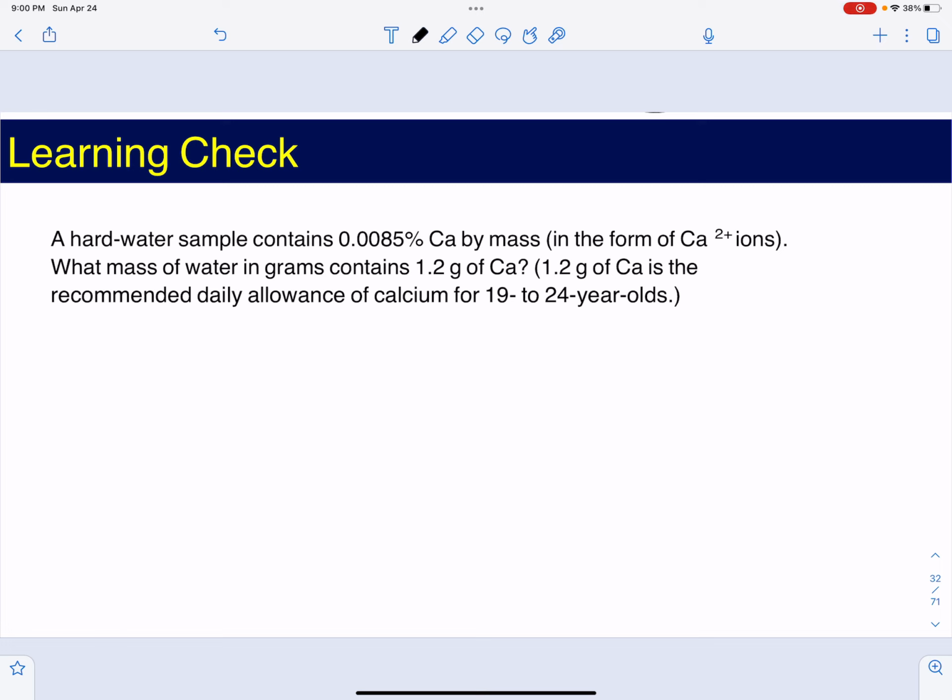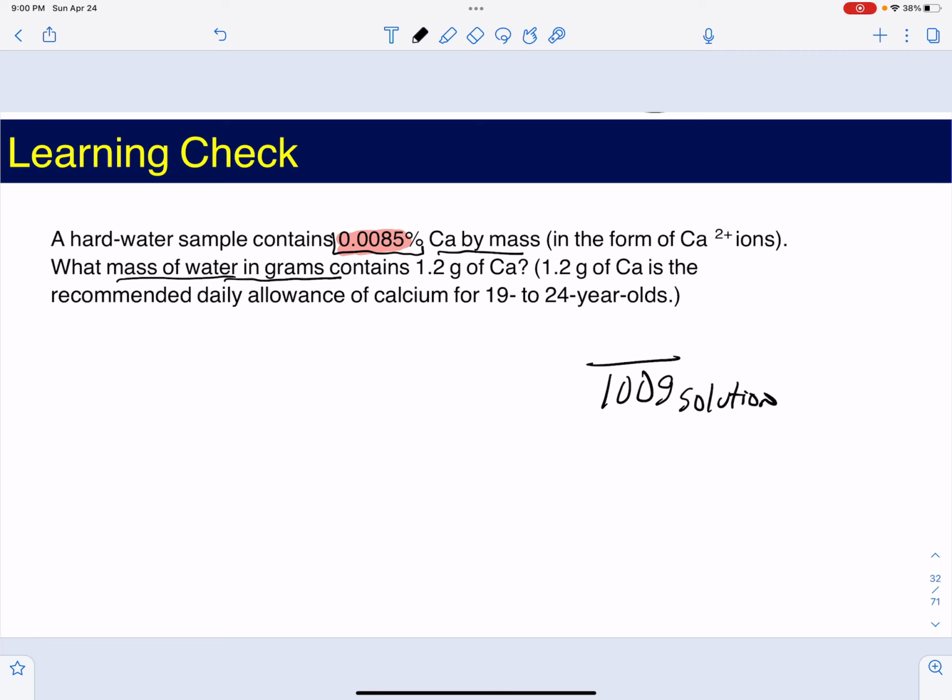A hard water sample contains this percentage of calcium by mass percentage. What mass of water? So on this one, we're looking for the solvent that we have. So how do we do that? Well, before we do anything, let's take that percentage. So that means it's going to be over 100 grams of the solution.